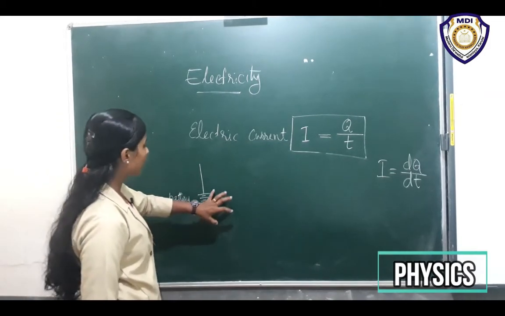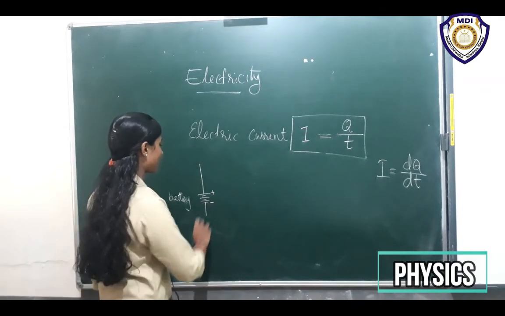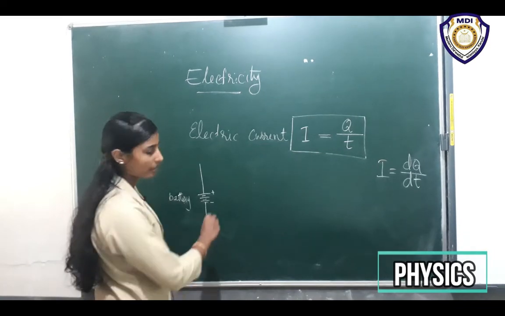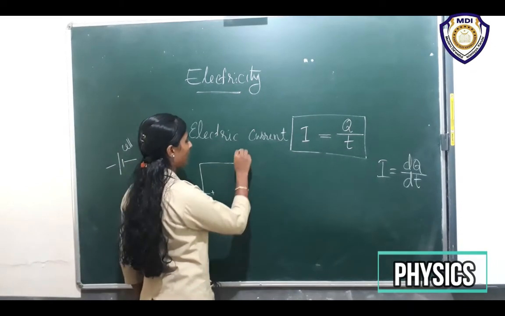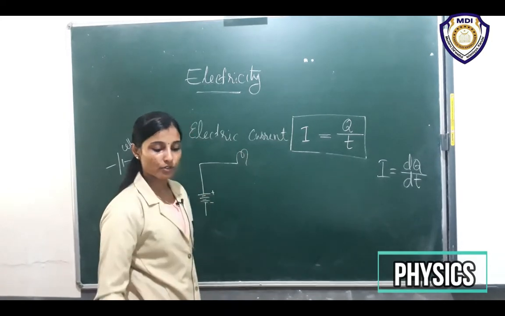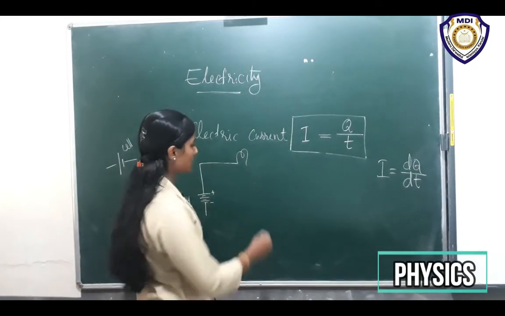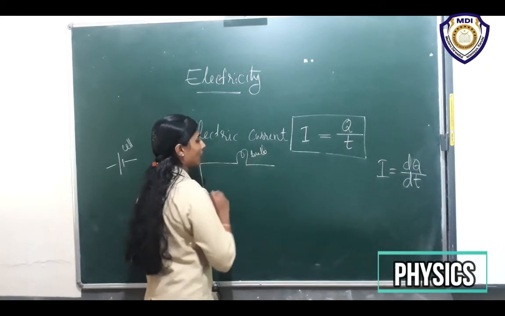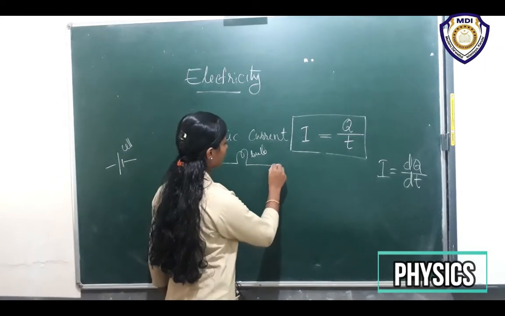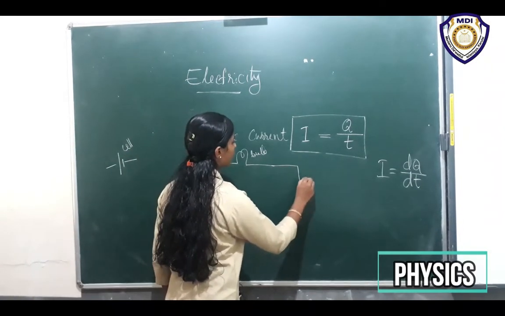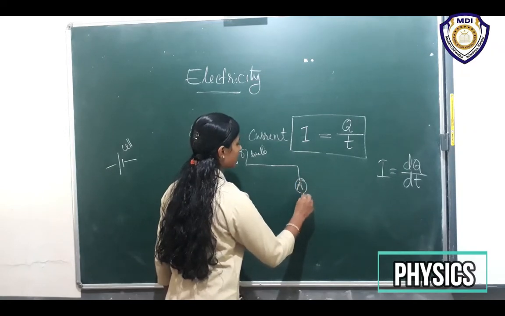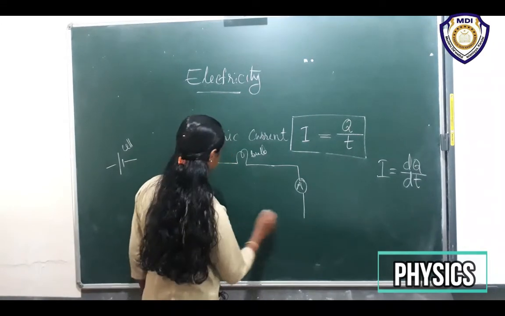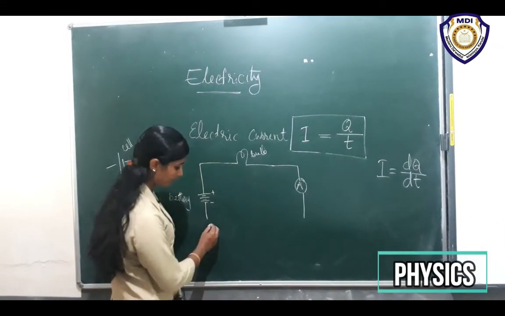Okay, so here the positive terminal and negative terminal of the battery are connected to a metallic wire, and there is a bulb. These symbols, we have to study all these symbols later. So you just understand this is a bulb. Okay, and there should be an ammeter. Ammeter is the instrument that measures the electric current. Okay, and we have a switch.